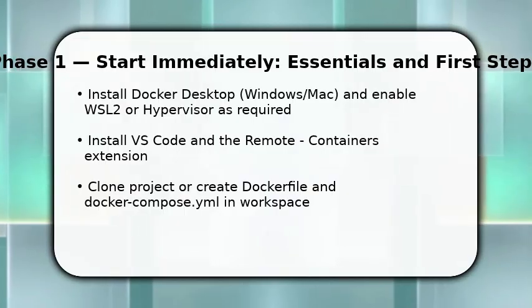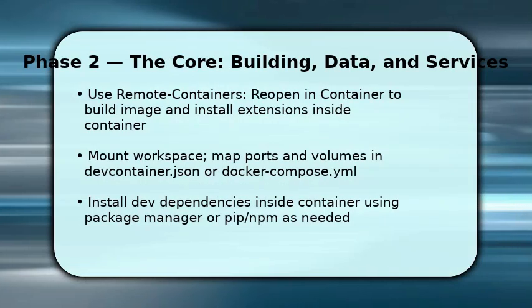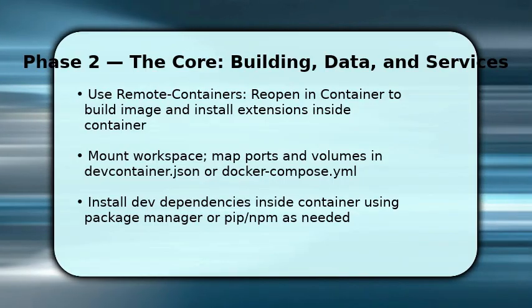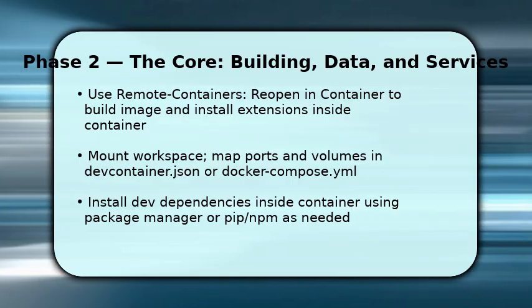You will now build the development container and attach VS Code to it. From the command palette, pick Remote Containers: Reopen in Container. VS Code builds the image using your Dockerfile or Docker Compose, then installs listed extensions inside the container. While building, watch terminal output for missing packages and fix the Dockerfile if necessary.